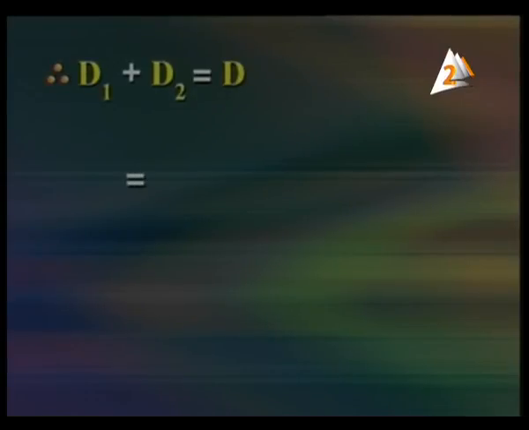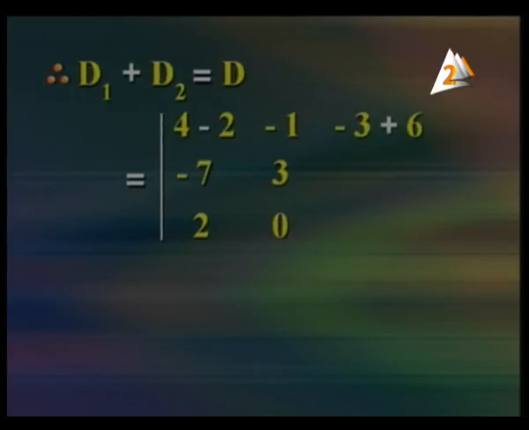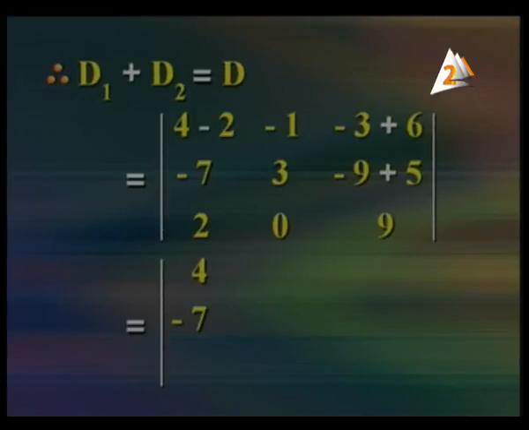D1 plus D2 equals D. Therefore, 5 minus 2, negative 7, 2 first column, negative 1 plus negative 1, 3, 0 second column, negative 3 plus 6, negative 9 plus 5, 9 in the third column, equals what? Equals 2, negative 7, 2; negative 1, 3, 0; 3, negative 4, 9. Therefore, we move on to property number 8.